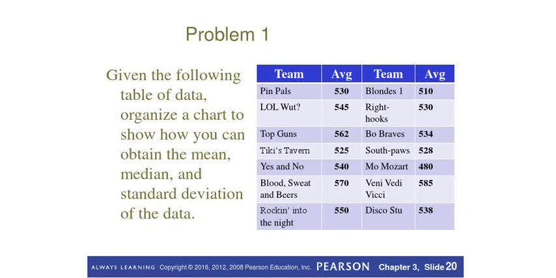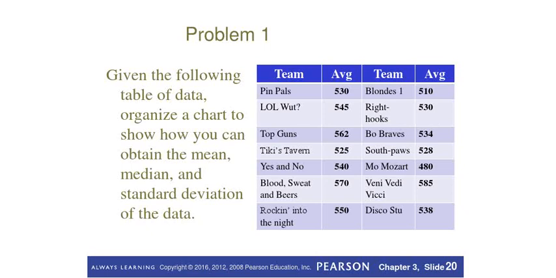Okay, so we're going to take a little bit of a break here from the lecture and get you into problem number 1 on our handout this week. Problem number 1 says, given the following table of data, and it's a set of team bowling scores, we're going to organize a chart and show how we can obtain the mean, median, and standard deviation of the data. And you see that what we have right here is 14 bowling teams.